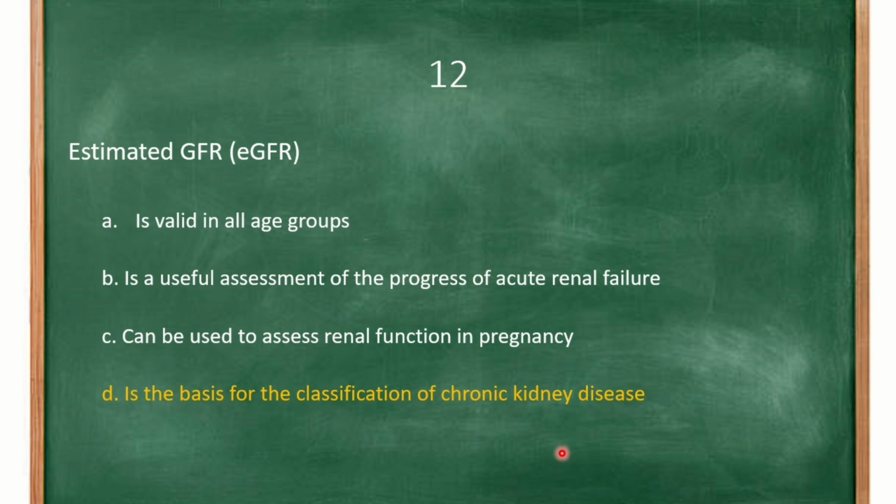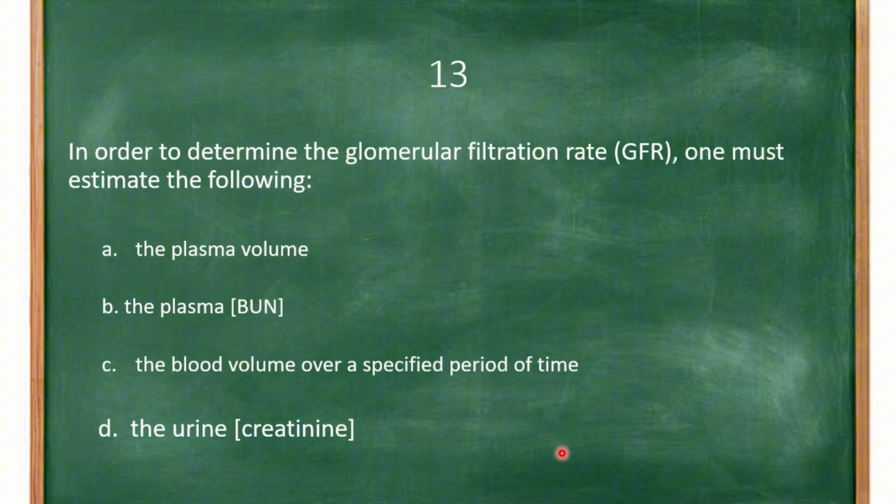Then D, which is our answer, says that it's the basis for classification of chronic kidney disease. Yes, that's very, very true. In CKD, one of the parameters that we use to stage them is the estimated GFR. So that is our answer for question 12. Then let's move to 13.